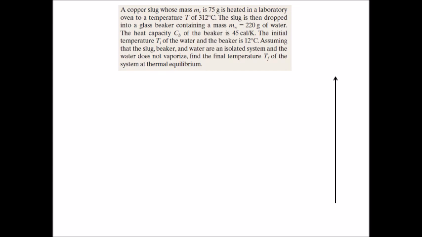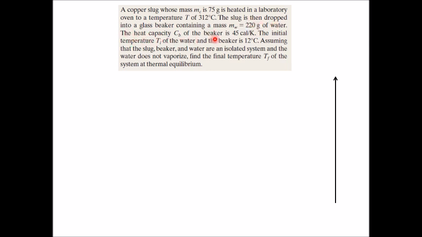All right, let's see now another kind of problem. We have a copper slag whose mass is given as 75 grams, so that's the mass of copper, heated in a laboratory oven to a temperature T of 312 degrees Celsius. So we heat copper to 312 degrees Celsius. The slag is then dropped into a glass beaker containing 200 grams of water. So we have a glass beaker with 200 grams of water.